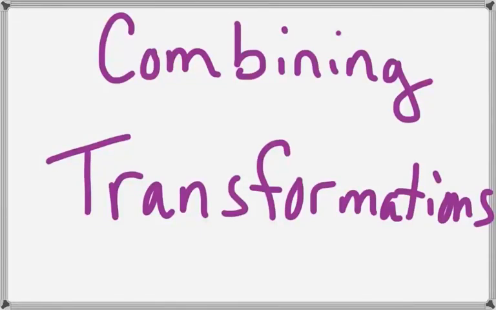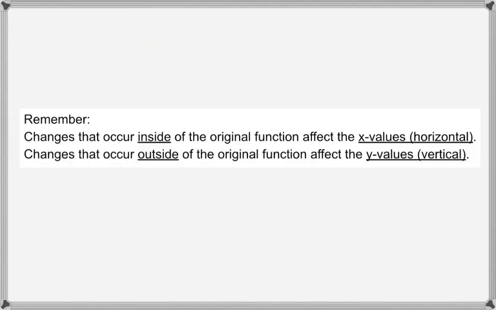In this video, we're going to talk about how to graph multiple transformations for the same function. So in previous videos, we've talked about the types of transformations separately. We've talked about shifting and reflecting and stretching or shrinking a graph. And so now we're going to see some examples where we're doing multiple types of transformations.